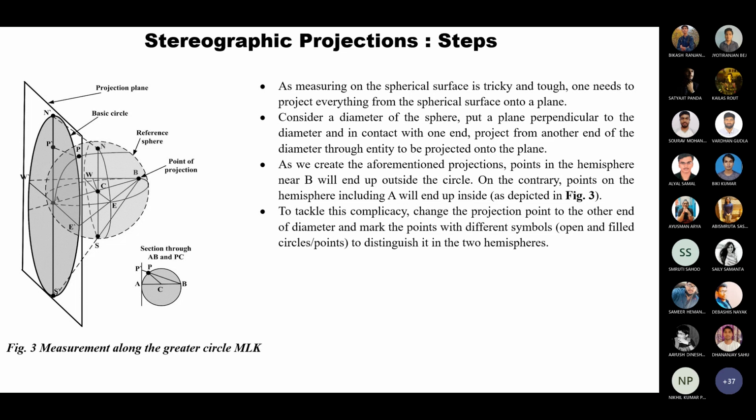You have to check and identify these two things differently, then you have to go for different symbolization. That may be open or filled circles or points to distinguish among them. Okay, so those are the basic or fundamental steps for drawing a stereographic projection.